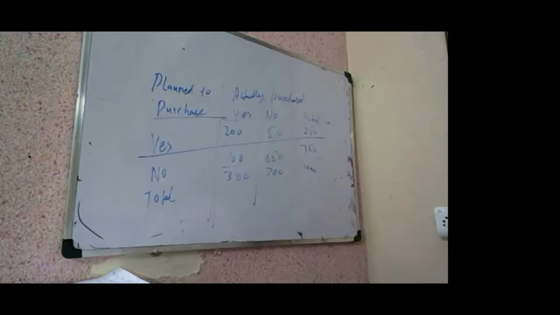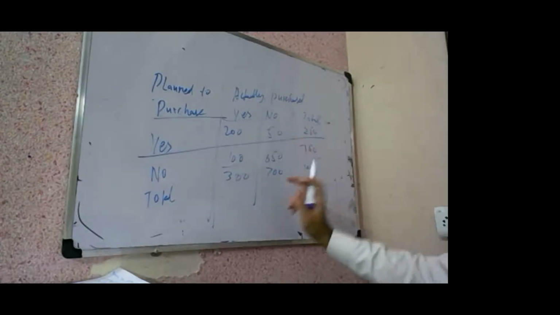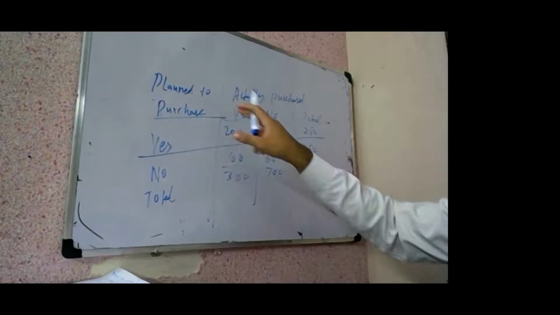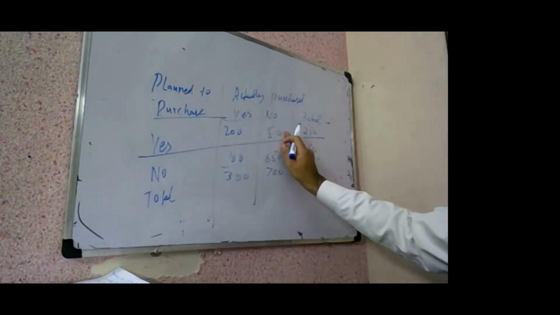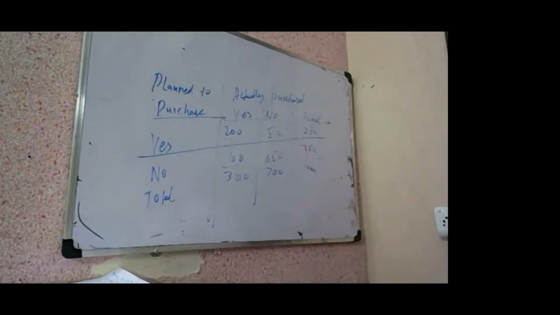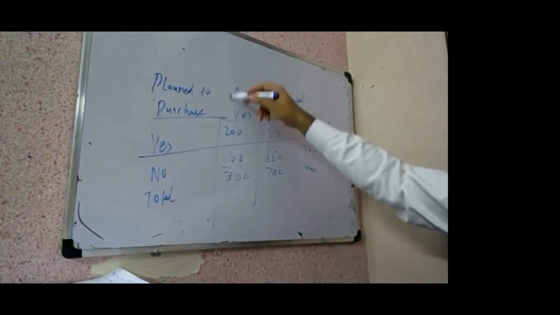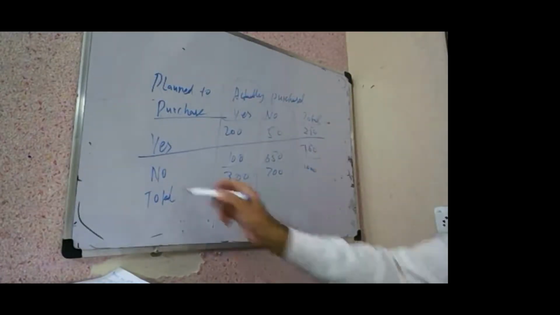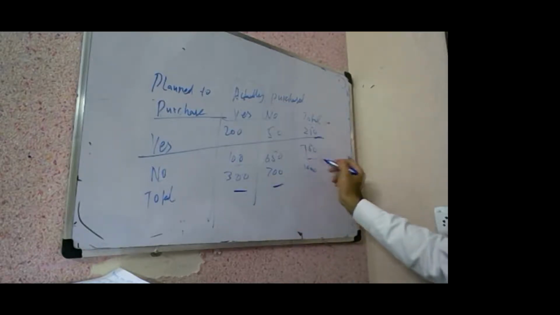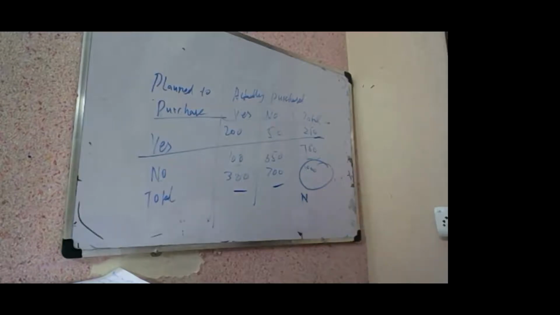So the probability of residents planning to purchase and actually purchasing is 200 by total 800. Similarly, 200 people are having an intention to purchase, but 50 didn't purchase, so 150 purchased and 50 didn't purchase. So this is no purchase, this is actually purchased, and this is no intention of purchasing from this sample. And then they have 300 and 700, 250. So total is 1,000, and that's a contingency table.